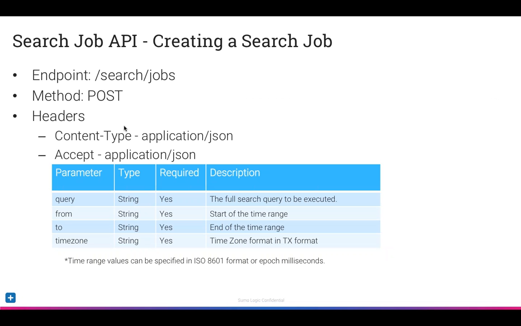Very similar to a search, you need to provide a query. One difference I'll point out is that every single parameter here is required, unlike the search API. You provide the query, which is the full search that you want to execute. You provide the from value and the to value, which are the start and end dates of the time range. And you provide the time zone that you want to execute, again in the same TZ format. Time range values, again, can be specified in either ISO 8601 format or epoch milliseconds.